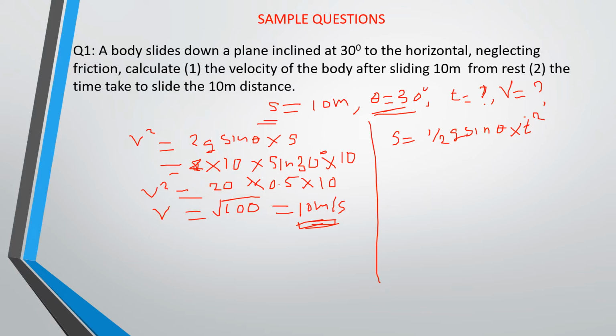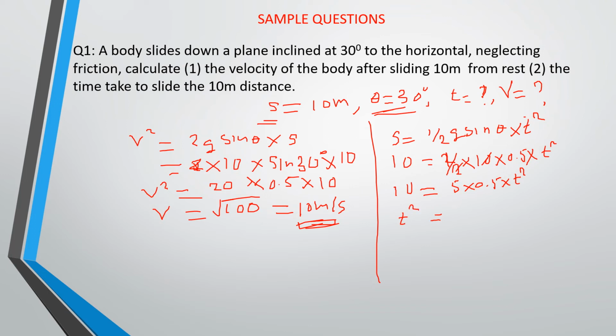Okay, so the distance is 10, half times 10, sine theta is 0.5, times t squared. Okay, so that will give you 10 is equal to 5. 2 divided by 10 is 5. Okay, 5 times 0.5 times t squared. So you can make t squared your subject of formula.